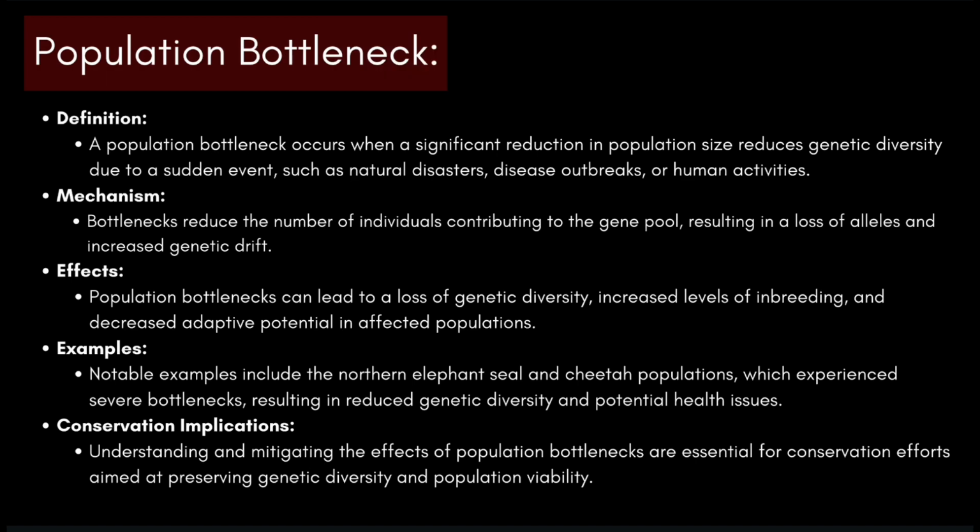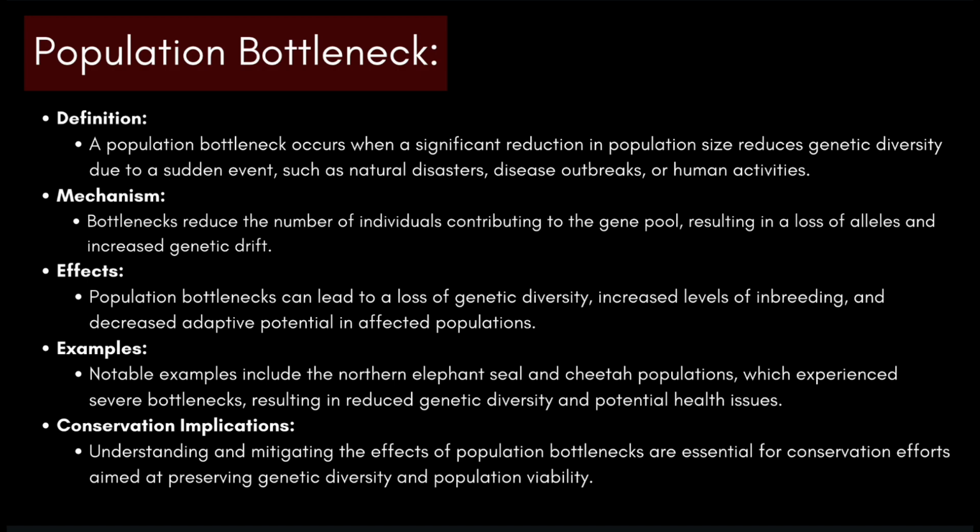Moving on. Next, we have the population bottleneck. A population bottleneck occurs when a significant reduction in population size reduces genetic diversity due to a sudden event, such as natural disasters, disease outbreaks, or human activities. The main mechanism of the population bottleneck is that bottlenecks reduce the number of individuals contributing to the gene pool, resulting in a loss of alleles and increased genetic drift.